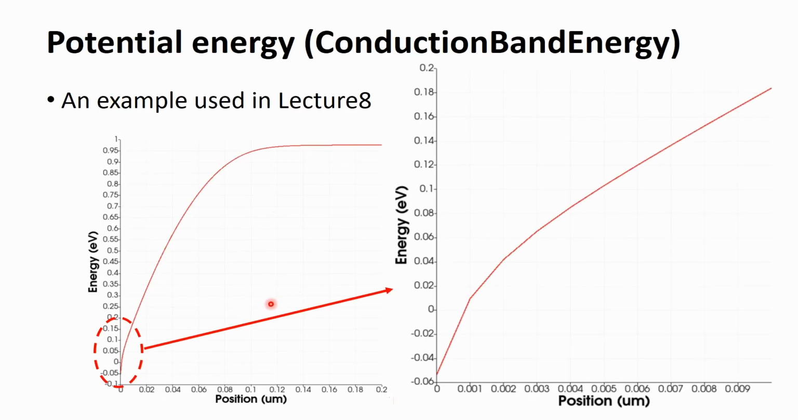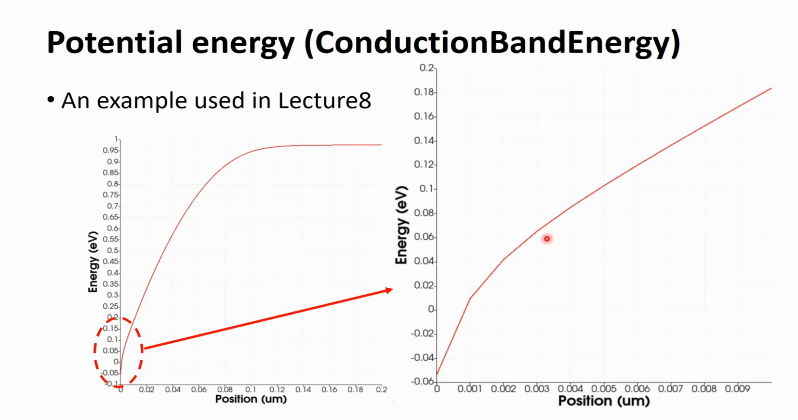This is the conduction band energy of the MOS structure. In the left figure, we can see the parabolic potential profile. However, its length scale is 200 nanometer. It is too long to consider any quantum effect. However, as shown in the right figure, within a few nanometer scale, still we have a rectangular potential well.